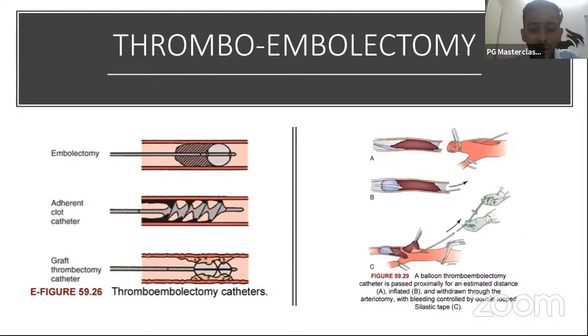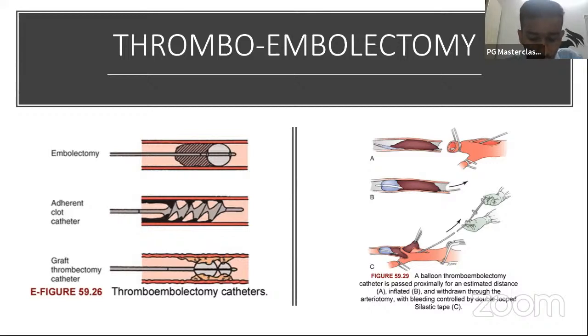So the Fogarty catheter usually comes from size 2 French to 7 French. The commonly used are between 3 to 5. In cases of upper limb, in radial or ulnar artery or digital arteries, a 2 French catheter is used. The 2 French catheter does not come with a bulb inside. The bulb is present only from 3 French onwards.